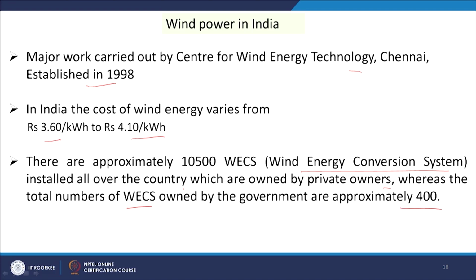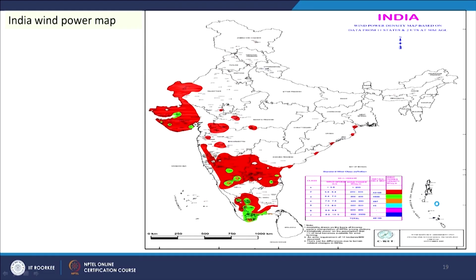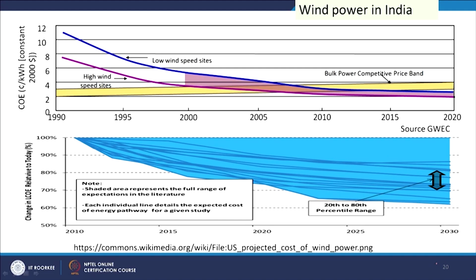So, maximum private players are taking a role in the development of this wind technology in the country, and this is the wind map. You see all the coastal areas have the potential for harnessing wind power. And if we see the energy cost, the cost is also reducing. In 1990 this was the cost, and now it is expected to reduce by 2020, and this is our bulk power competitive price band. So, this is our competitive price.